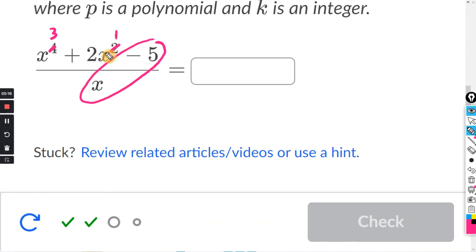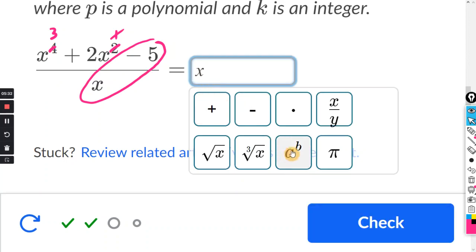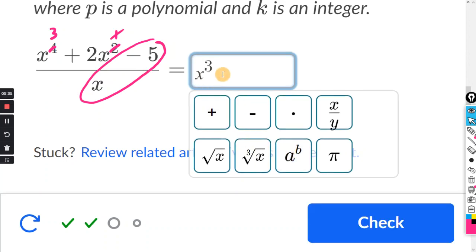Okay, and remember we said x to the first, you don't even need to write the 1. So just subtract 1 from each exponent on the x's, and it will be the same thing as if you did it the long way, like I showed you. Okay, so we have x to the third. So click this button to the third. Click it again, plus 2x. Okay, and then minus 5 over x.